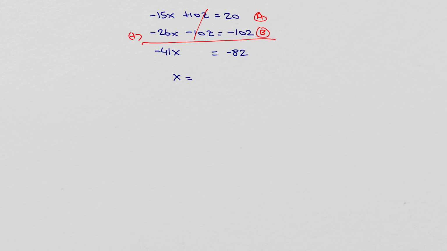So therefore, to get x on its own, I'm going to divide both sides across by minus 41. So that gives me a value for x. So x is equal to 2. So now I have my first answer. I need to find another variable.